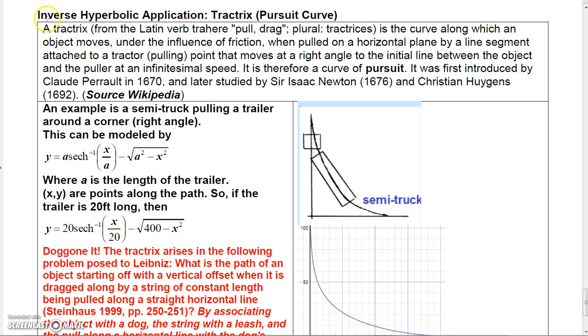Well, I tried to find an inverse hyperbolic application, and on Wikipedia I found this. A tractrix, from the Latin verb trahere, to pull, drag, is the curve along which an object moves under the influence of friction when pulled on a horizontal plane by a line segment attached to a tractor or pulling point that moves at a right angle to the initial line between the object and the puller at an infinitesimal speed. It is therefore called a curve of pursuit, and it was introduced by Claude Perrault in 1670 and later studied by Isaac Newton and Christian Huygens.